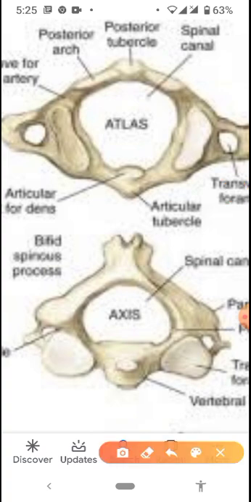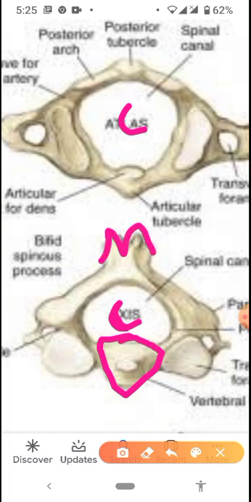Two important things we have discussed about C1 and C2. C1 is called the atlas and C2 is called the axis. The atlas forms a joint with the occipital bone of the skull and the axis forms a joint with the atlas. And there is no body in the atlas, and the body is present in the axis, and a bifurcated spine is also present in the axis. But the important thing is that the dens is present. The dens is also called the odontoid process.